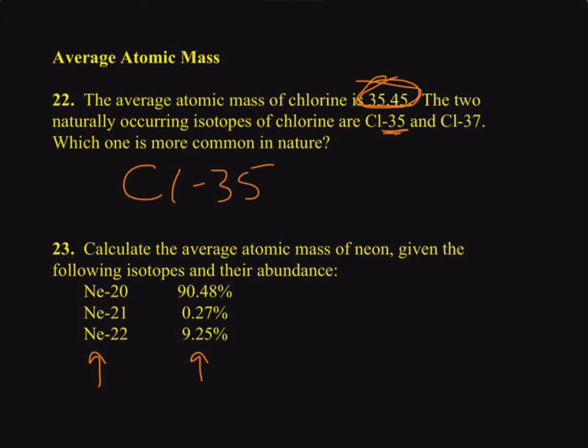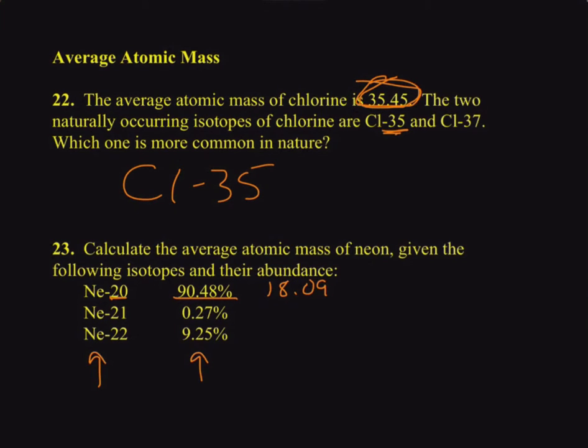So when we do the average, we're going to take into account the most common isotope, neon 20, and we're going to sort of favor that mass. Because if you just add 20, 21, 22, divide by 3, you'd get 21. But that's not what we're going to get. So in these cases, what you're going to do is multiply the mass number times the percent and divide by 100.